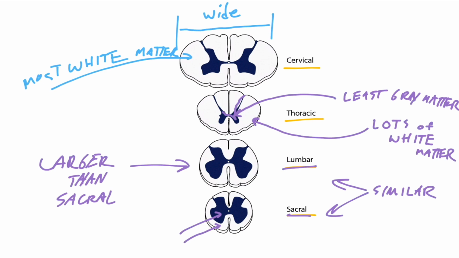So you just need to compare them. Otherwise, just memorize the cervical and thoracic, and then memorize the lumbar and sacral together.